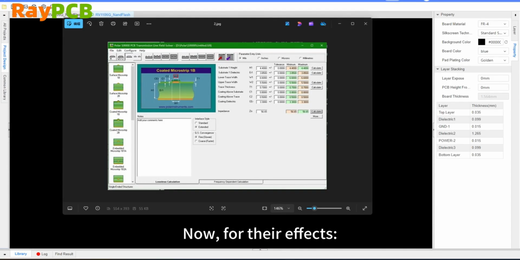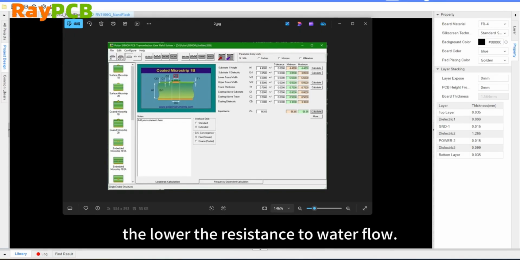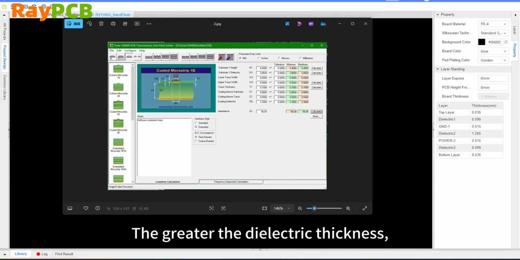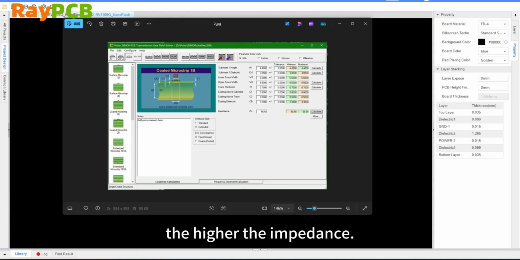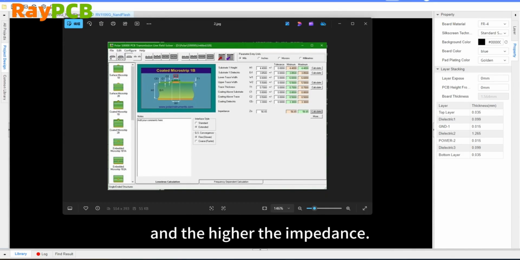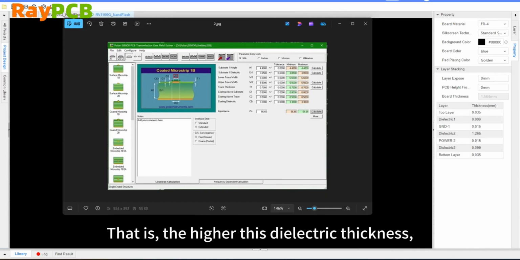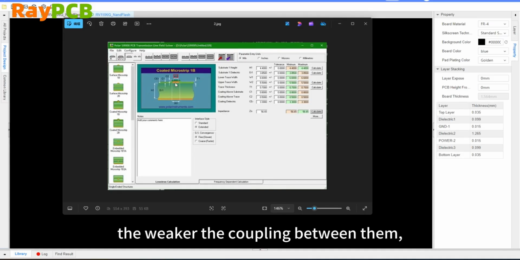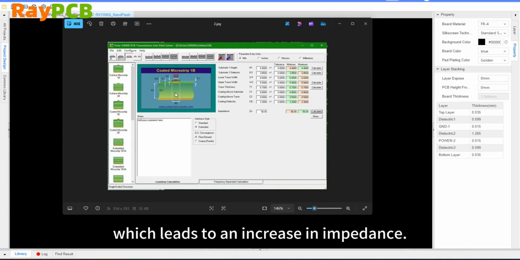As for their effects, the wider the trace, the lower the impedance. You can actually imagine it like this. The thicker the water pipe, the less resistance there is to water flow. Then the greater the dielectric thickness, the higher the impedance. The farther the trace is from the reference plane, the weaker the coupling. That is, the higher the dielectric thickness, the weaker the coupling between them, which leads to an increase in impedance.